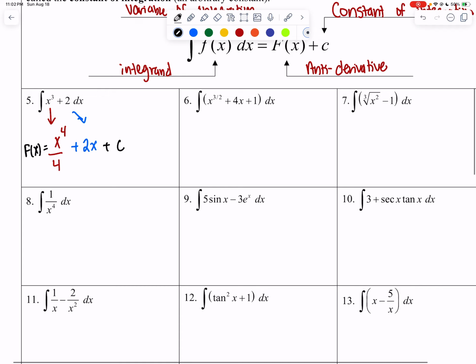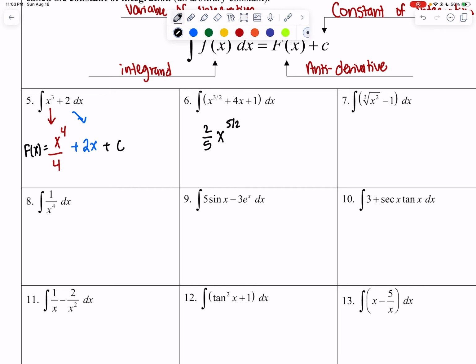All right, so looking at number 6 here, we are going to up my power. That's going to be 5 over 2. And then we are going to divide that by our coefficient. In this case, I'm just going to take the reciprocal of that. That's just going to be 2/5. Check your work. So if I were to use power rule for derivatives, the 2/5 and the 5/2 will cancel out to be 1. And then I'm left with a 3/2 here.